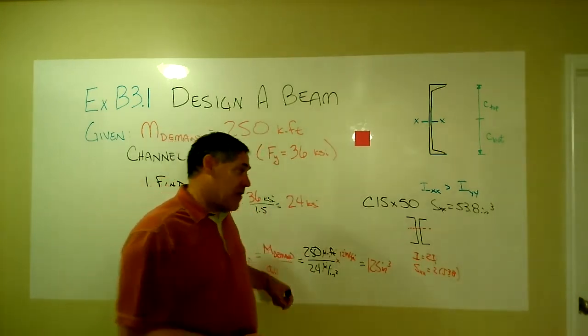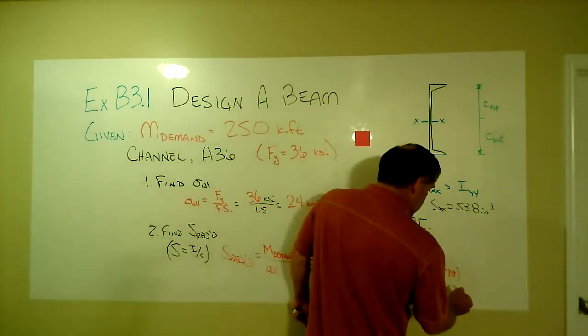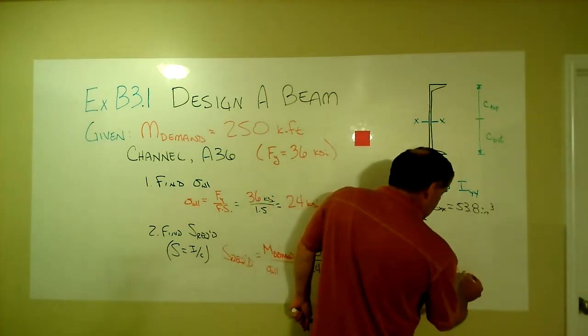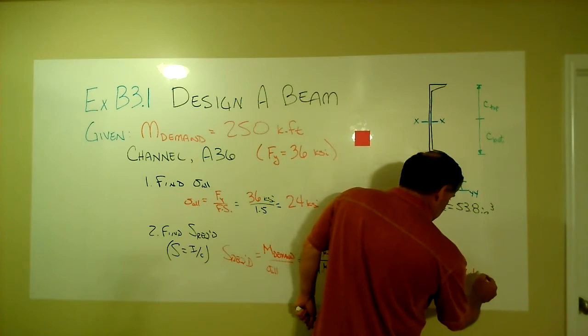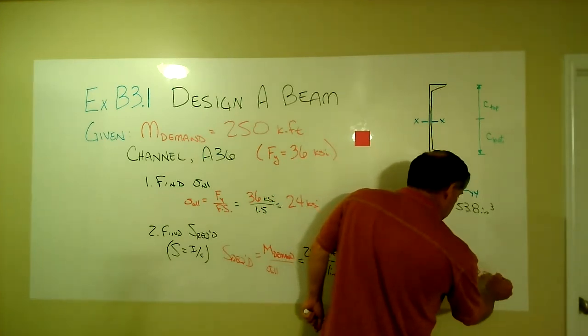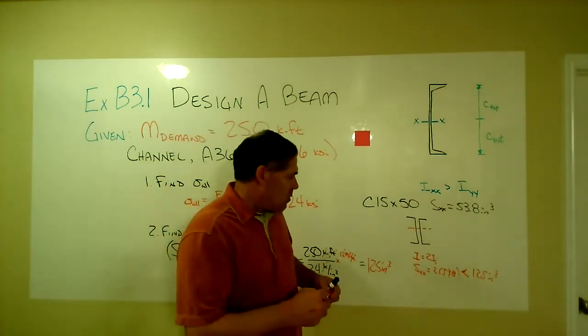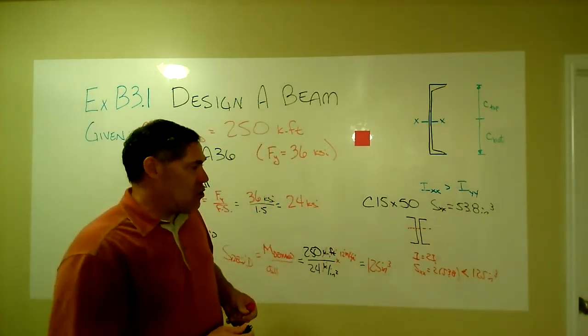Well, we still have a problem, right? Because 2 times 53.8, that's about 2 times 54, not quite 108. But it's going to be less than what we need, 125 cubic inches. Houston, we still have a problem. We can't do it this way. So, what would we then next do?